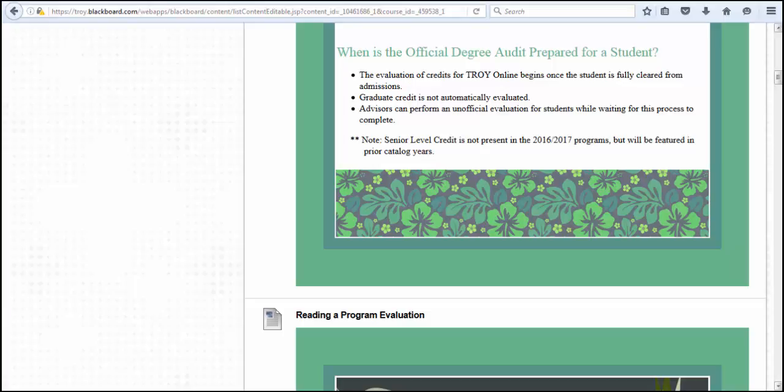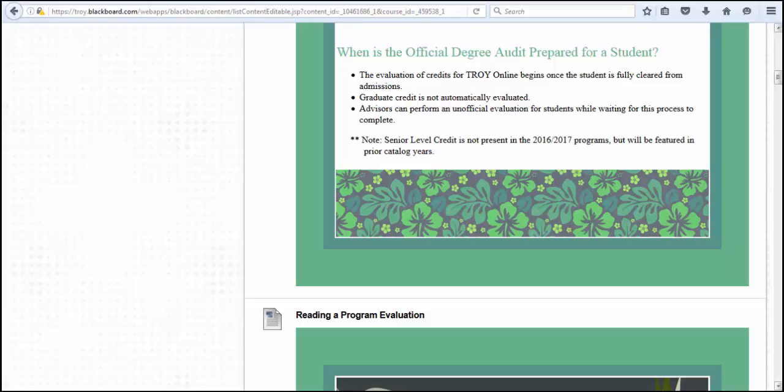So to start off, we're going to ask the question, when is the official degree audit prepared for a student? This happens after the student is fully cleared from admissions. That means that all of their transcripts and any other requirements have been pushed through admissions and they are now cleared. We also have to point out that graduate credit is not automatically evaluated. There's a different process for that. But undergraduate credit is looked at very soon after being cleared from admissions.